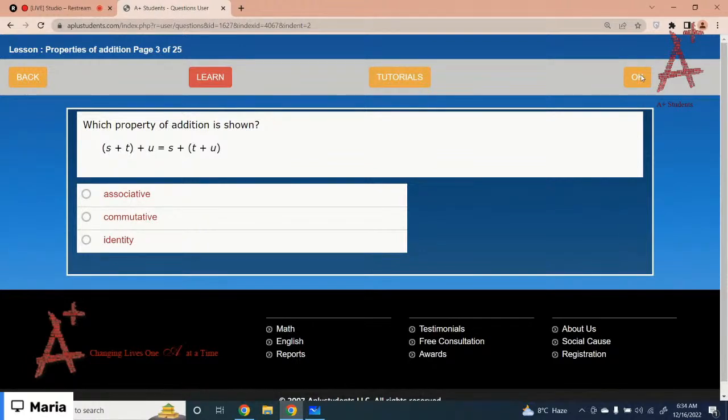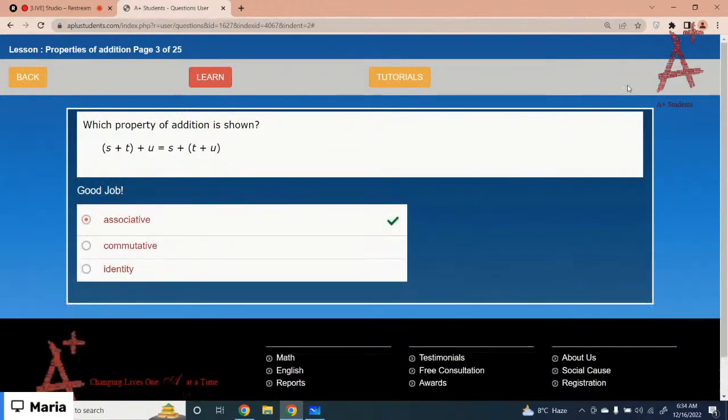Which property of addition is shown? S plus T plus U equals S plus T plus U. It's just a grouping here. Three numbers are involved, and order doesn't matter. If you group S plus T first and add them, or group T plus U, in both cases the answer is the same. Yes, that is the associative property. Whenever three numbers are involved and the numbers are the same on both sides, it is the associative property. Got it?